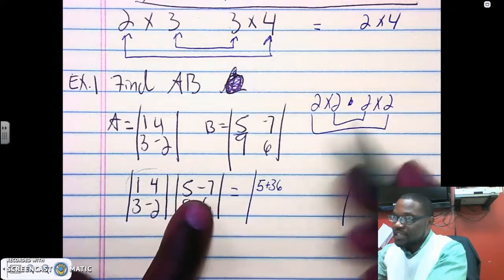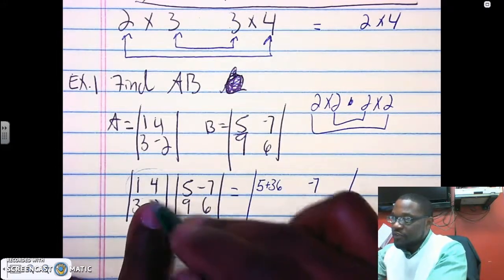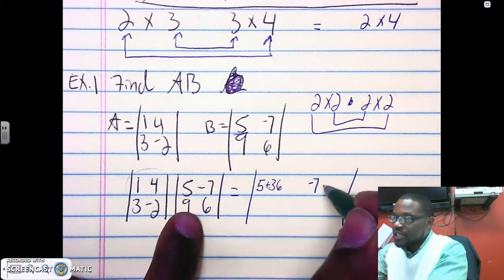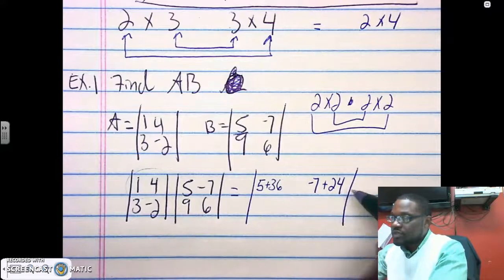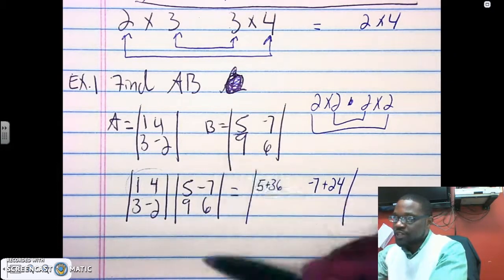So 1 times negative 7 is negative 7. And 4 times 6 is 24. So you have to add first times first, second times second. So it's row to column.